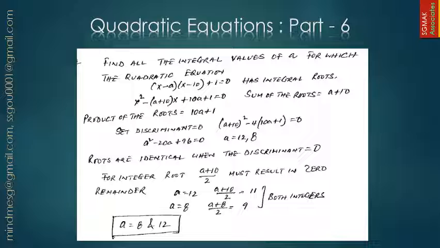Find all the integral values of the parameter a for which the quadratic equation x minus a times x minus 10 plus 1 equals 0.